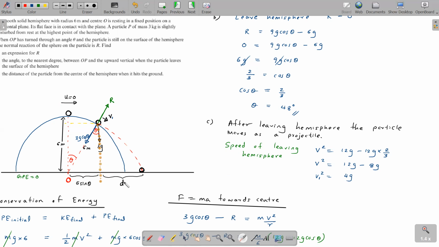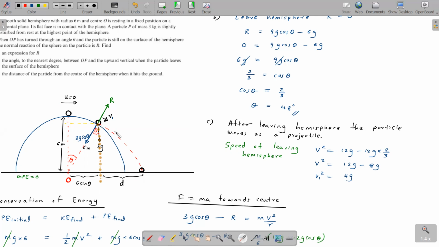And the other part is D. This part is not the same. Please do not assume that D and 6 sin theta are the same. There is no symmetry here. D is not 6 sin theta, because the first part of the motion you are moving under circular motion. The second part of the motion you are moving as a projectile, moving freely under gravity. So they are not the same. So you'll have to find D separately by using projectile motion.